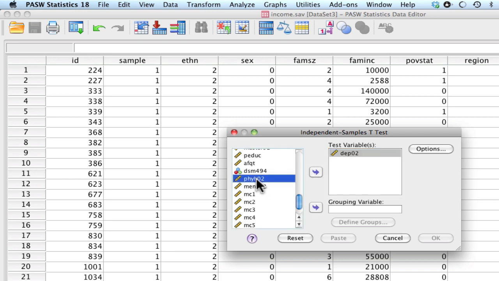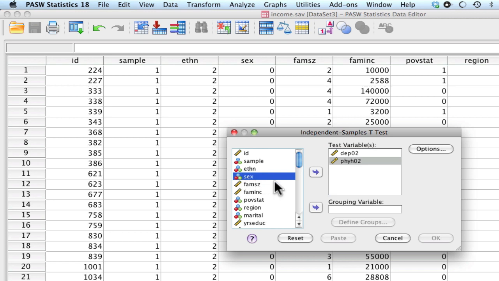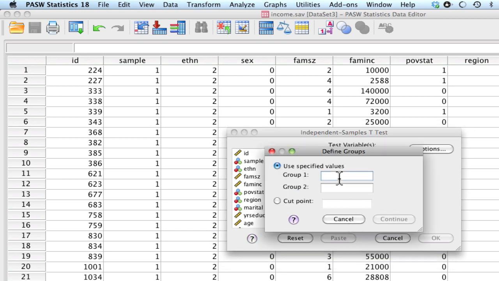So physical health 2002. And my grouping variable is going to indicate to SPSS what two groups I want to compare on. In my example, it is gender or sex. So I'm going to click sex and move it over as my grouping variable. You'll see these two question marks here, so we have to define our groups. In my data set, males are considered 1 and females are considered 0. So I can put group 1 as my females and group 2 as my males.